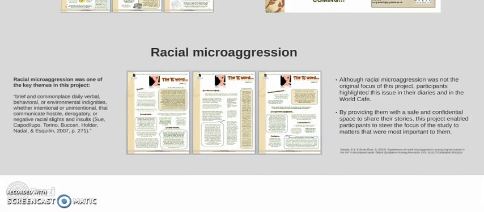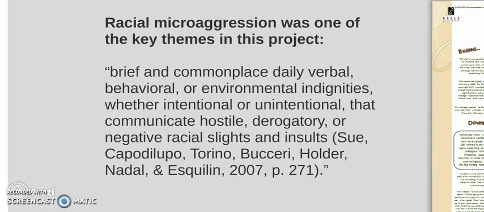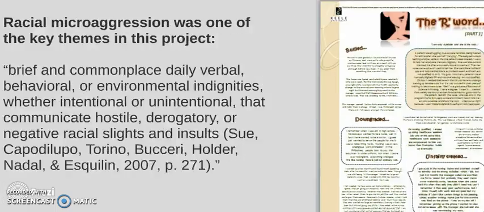At times, some of the themes that came up were also around racial microaggression. And if we try to define what we mean by racial microaggression, this is basically brief and commonplace daily verbal, behavioral, or environmental indignities. This could be intentional or unintentional, but these behavior and environmental issues are communicated aggressively with derogatory or negative racial slights and insults. And this is actually one of the key themes that came out in this project.